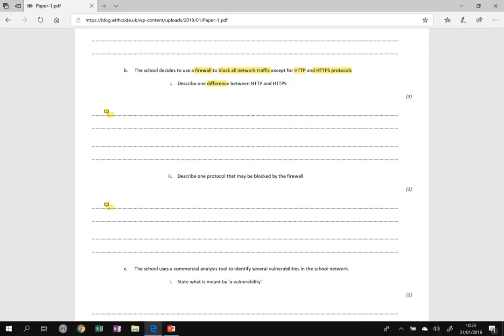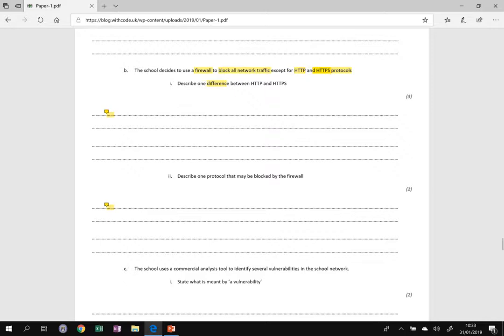So, as before, you can download this past paper from the link in the description underneath the video. And we're having a look at question 5b. So the school decides to use a firewall to block all network traffic apart from these two protocols, HTTP and HTTPS. And we need to describe one difference. So first of all, what is a protocol? A protocol is a set of rules that determine how computers can talk to each other.